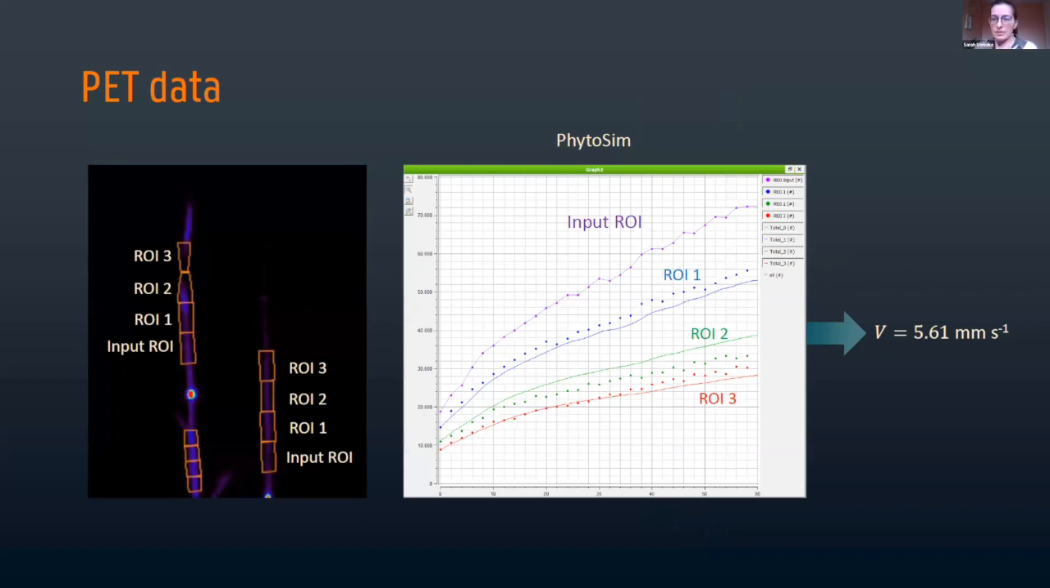So the analysis looks a bit like this. After drawing the ROIs and with the time activity curves, the data you can see are the dots on the figures. And then the model tries to fit the different velocities to the data, and you can see the simulation as a straight line. And so the result of this simulation, in this example, is 5.6 millimeter per second.